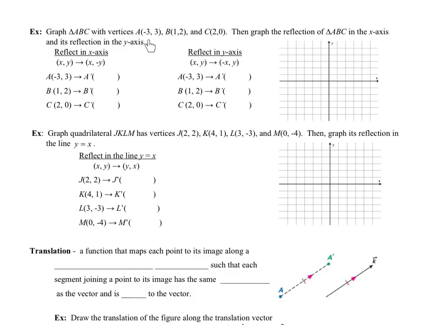So let's first of all graph our triangle ABC. So A is at the point (-3, 3). So from the origin, you'll go to the left 3 and up 3.